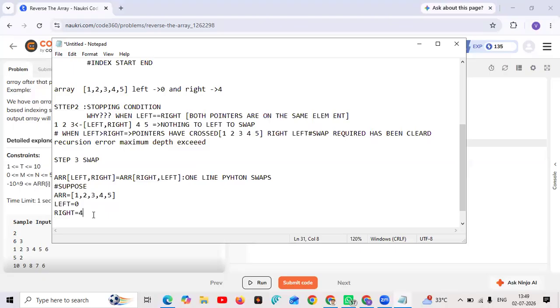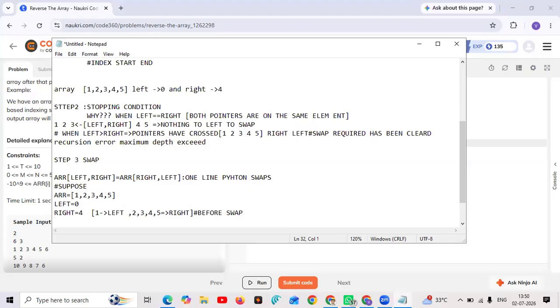So before swap, since we haven't swapped till now, our array would be: here we have left, then 2 comma 3 comma 4 comma 5, and here we have right. So this is the condition before swapping.